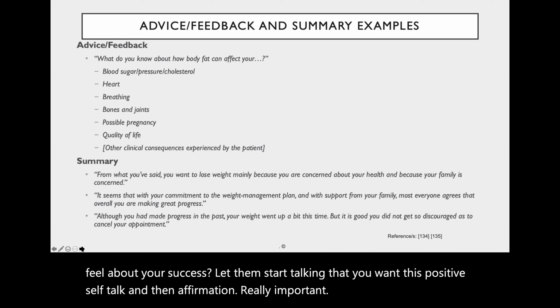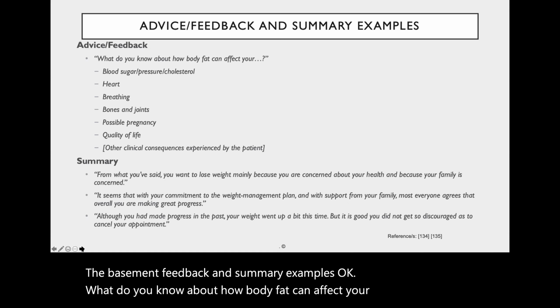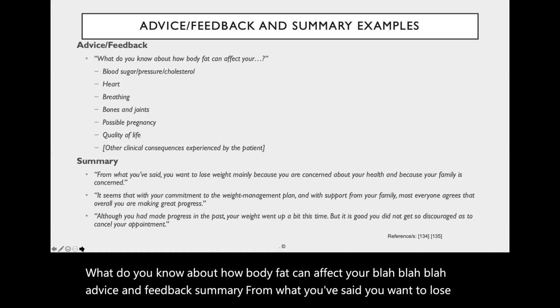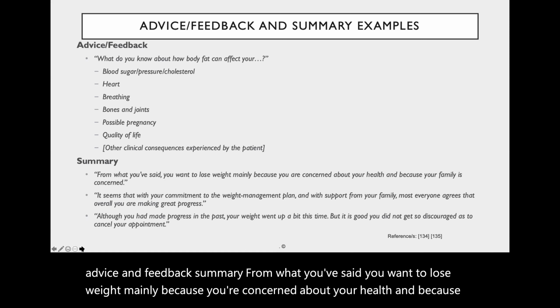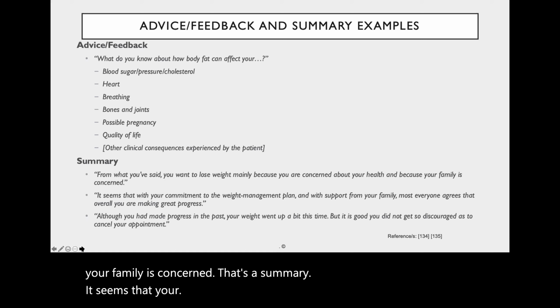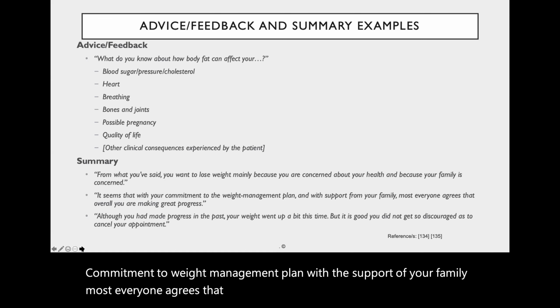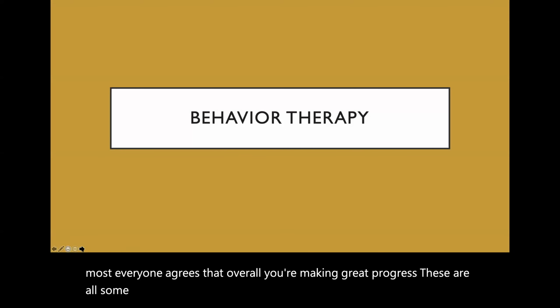Advice and feedback and summary examples. Okay. What do you know about how body fat can affect your health? That's advice and feedback. Summary: from what you've said, you want to lose weight mainly because you're concerned about your health and because your family's concerned. That's a summary. It seems that you're committed to your weight management plan with the support of your family, and most everyone agrees that overall you're making great progress. These are all summative processes that you can use.